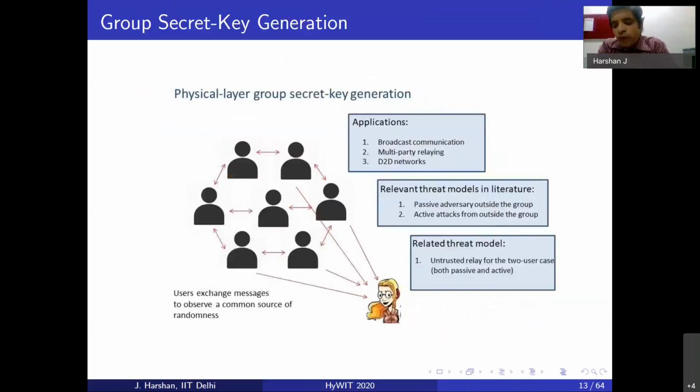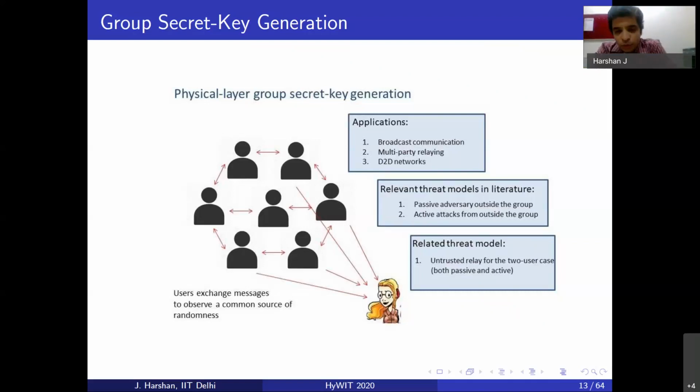Now, moving on to the topic of interest. What we are interested in is the topic of group secret key generation. So the application here is that we don't have just two users. We have more than two, let's say arbitrary n users. Okay, they form a group with some topology, right? Some of them may be connected to some of them, and some of them maybe not, and so forth. But then, loosely speaking, it's a group of several users.